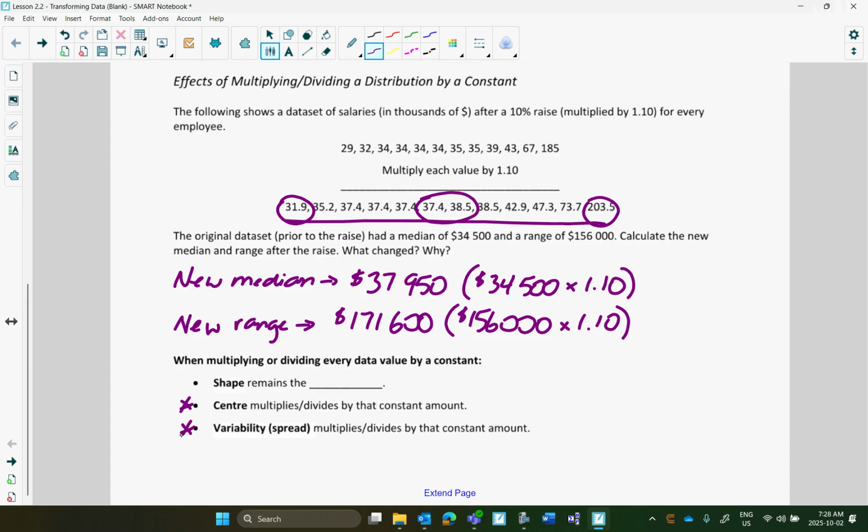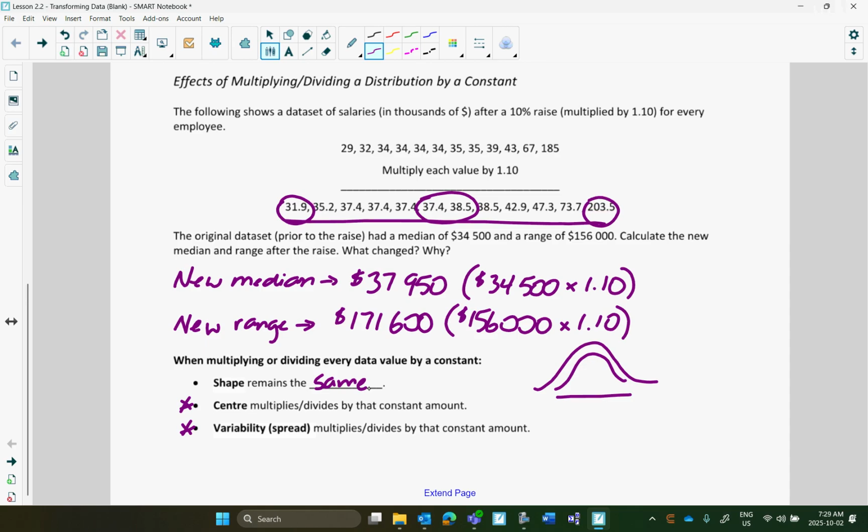What would happen to the shape of the distribution? Well, if we multiply by a constant amount, it's just going to make the shape bigger, it's still the same shape. So we can see what happens when we perform all four operations on a data distribution: adding, subtracting, multiplying, dividing by some constant amount.